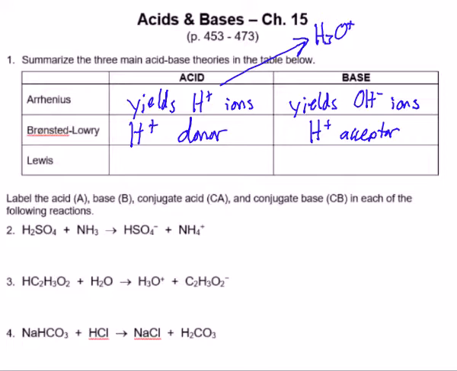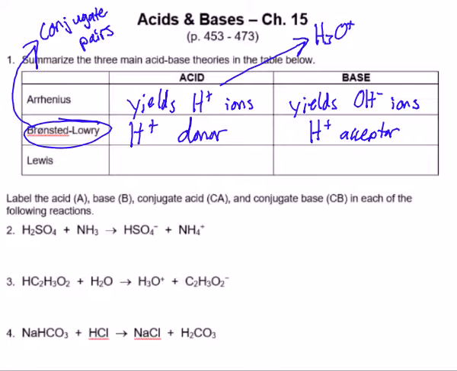Conjugate pairs. Which one of those 2 deals with conjugate pairs? Bronsted-Lowry, okay? So you want to jot that down as well on your sheet. This is the only one that deals with conjugate pairs. Okay, conjugate pairs. Lewis. This is the one that's different. You only need to know this by definition.